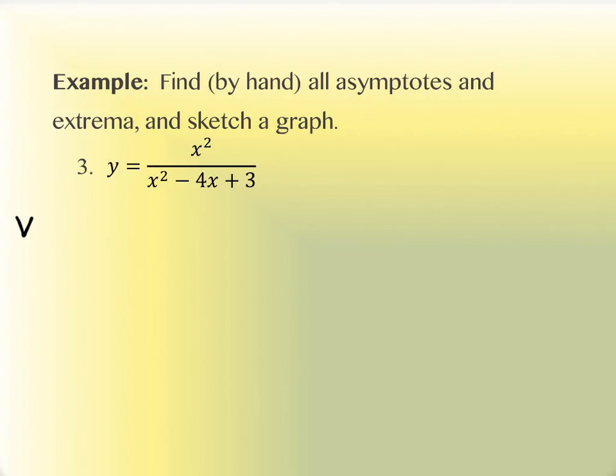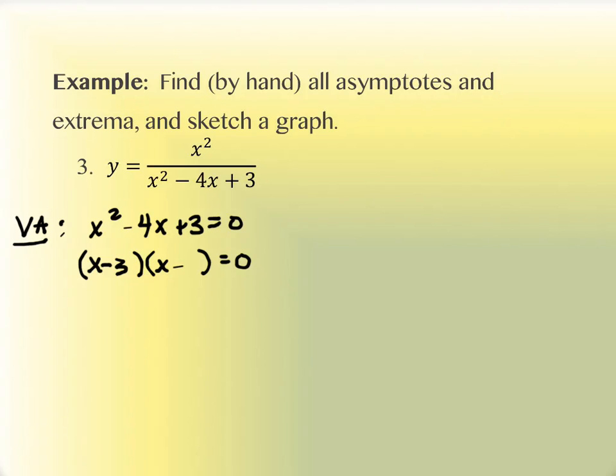Let's start with vertical. Where do I find vertical asymptotes, or how do I find them? Good. I set the denominator equal to 0. So how am I going to find out where that denominator equals 0? What do I do? Factor. You bet. How will this factor? x minus 1 and x minus 3. And then if we solve that, what values does x equal? 1 and 3. So we have two vertical asymptotes, x equals 1 and x equals 3.